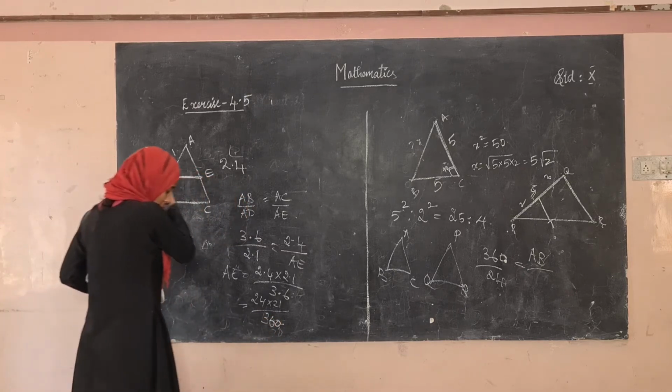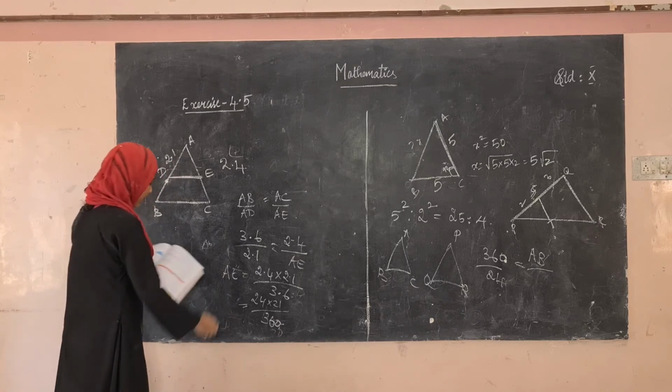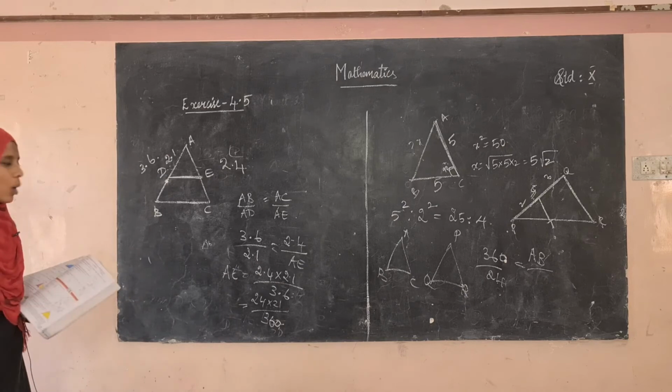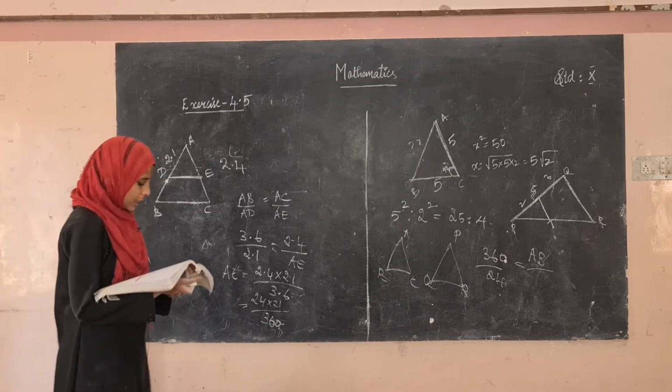Okay, so you have to simplify this, and you will get the answer of AE as 1.4 centimeter. So the option is 1. Okay, see this seventh sum.